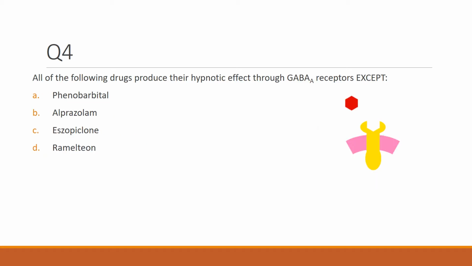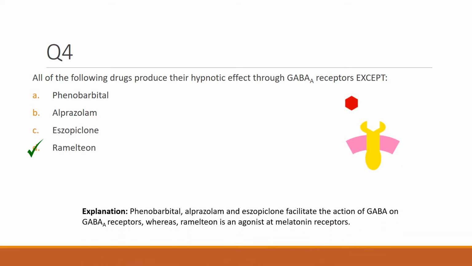The fourth question is, all of the following drugs produce their hypnotic effect through GABA A receptors except. The options are phenobarbital, alprazolam, eszopiclone, or ramelteon. And the correct option is ramelteon, because rest of the three drugs produce their effect by facilitating the action of GABA on GABA A receptors, whereas ramelteon is an agonist at melatonin receptors.